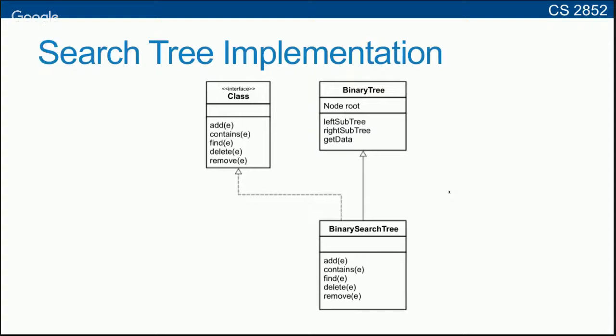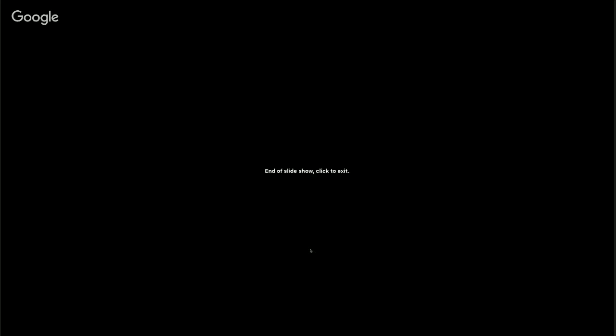That's still shown properly. There we go. Binary search trees, why is this doing this? There we go. Shoot.